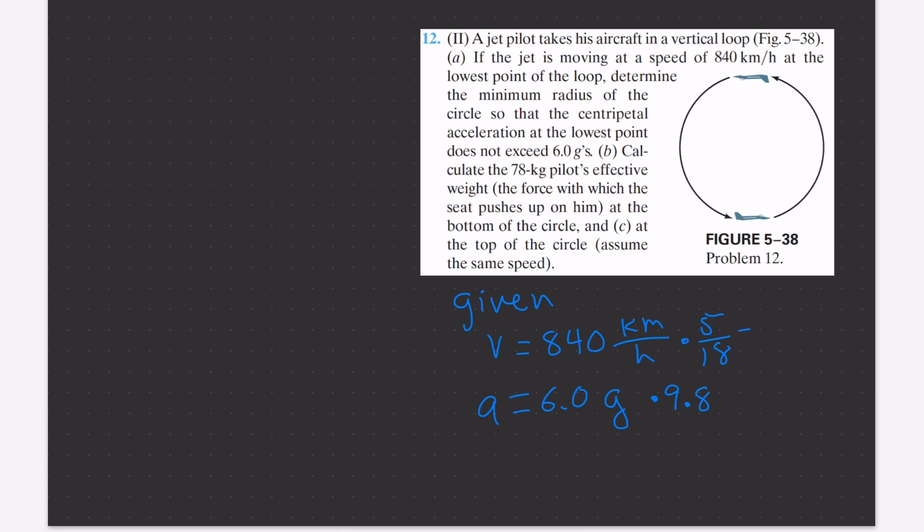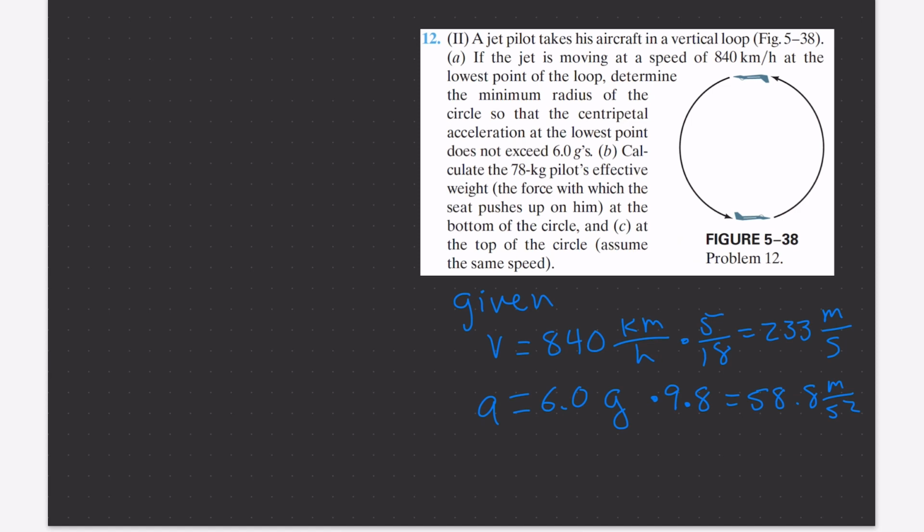All right. So when I calculate the conversion here, 840 times 5 over 18, that gives me something like 233 meters per second. And when I calculate the conversion for my acceleration, that should give me something like 58.8 meters per second squared. Fantastic. Now I have everything that's given in SI units, and now I need to consider what relationships are relevant for this scenario.